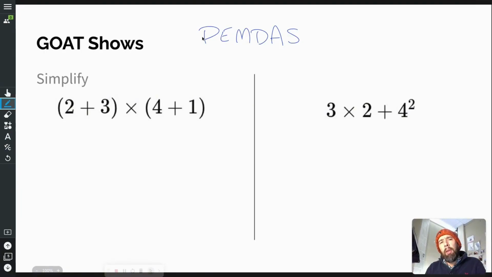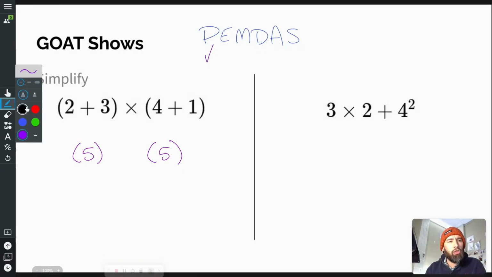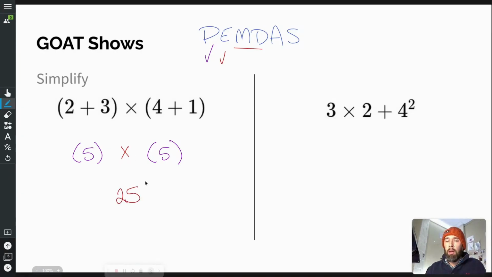Do everything inside the parentheses first. Inside this parentheses, I have 2 plus 3, which is 5. I also have that parentheses. Inside that parentheses, I have 4 plus 1, which is 5. So I did everything inside the parentheses. Check. Drop down the multiplication symbol. Exponents? Nope. Multiply, divide, left to right? Yep. 5 times 5 is 25. And that's it. I'm done.